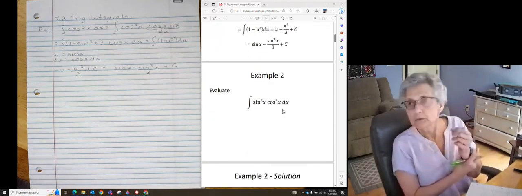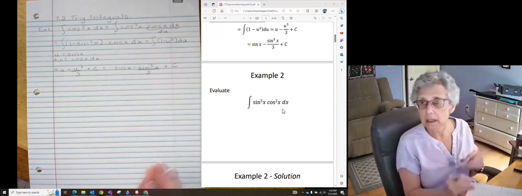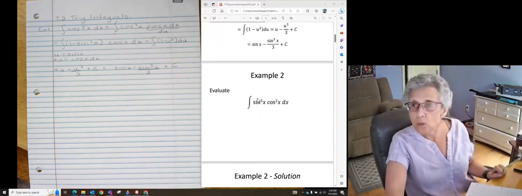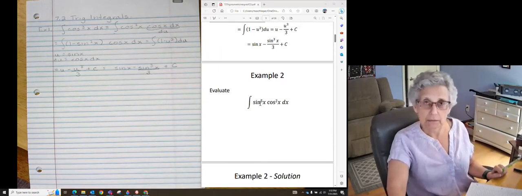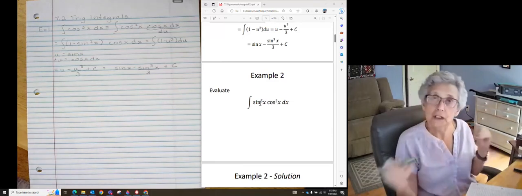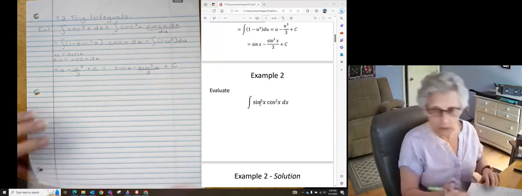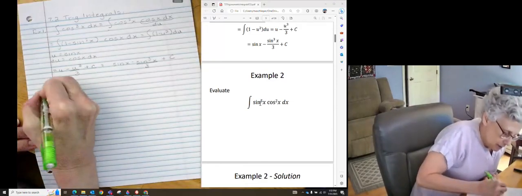Works the same if we already have some sines and cosines mixed up together. As long as one of your trig functions, sine or cosine, has an odd exponent, you're good to go because sine and cosine are derivatives of one another. So let's look at example 2.